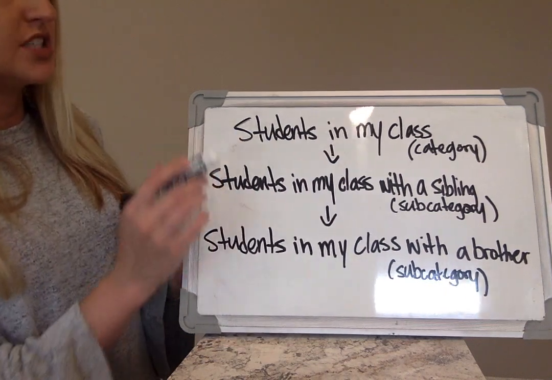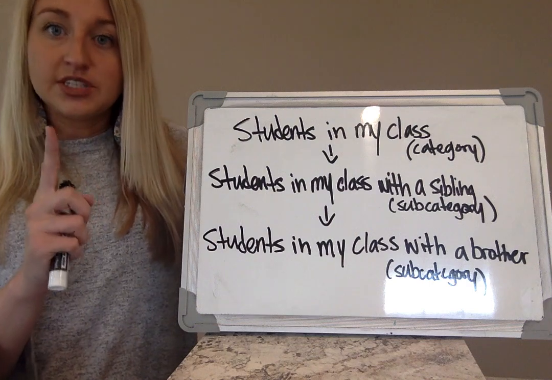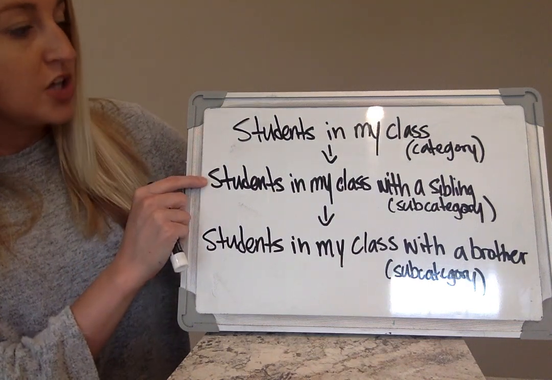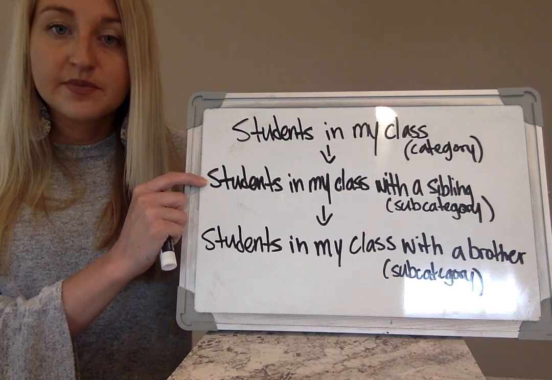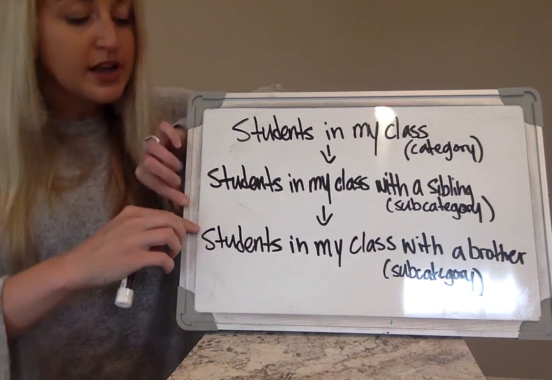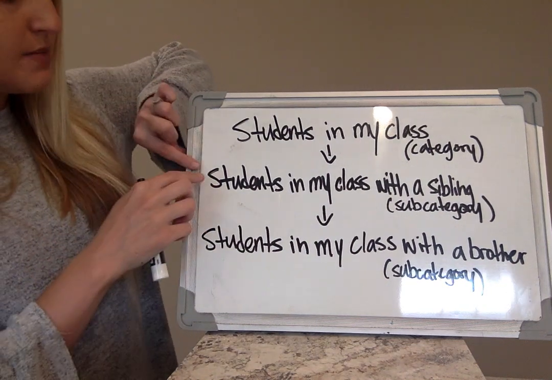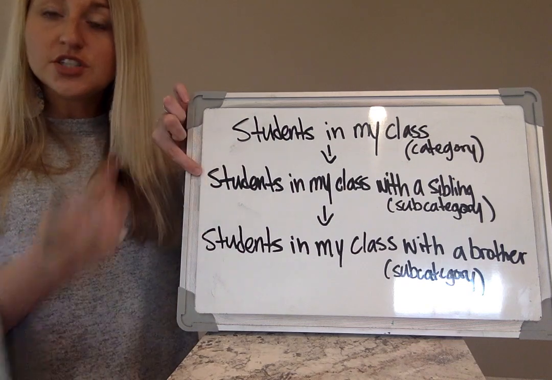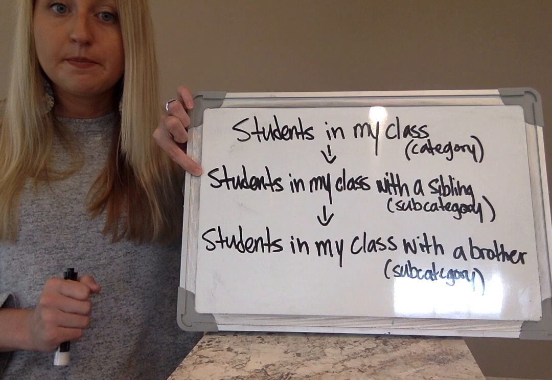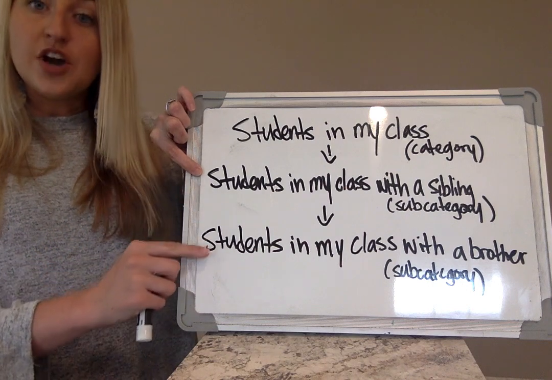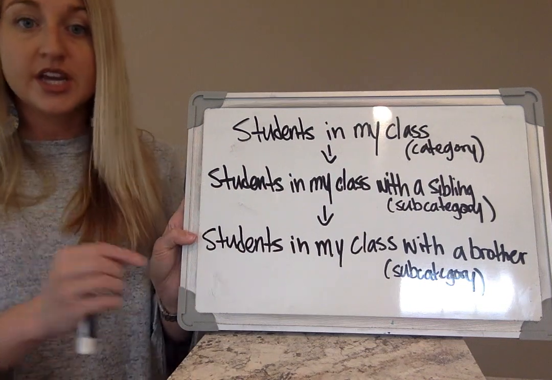So again, I'm starting with students in my class. One attribute, one specific thing that I chose to add to my next subcategory, students in my class with a sibling. Here's where it's interesting. Every single subcategory, everything above it is also true. So students in my class with a sibling, doesn't it also have to be true that they're a student in my class? Absolutely. But if I add another one, another subcategory, I add something even more specific.